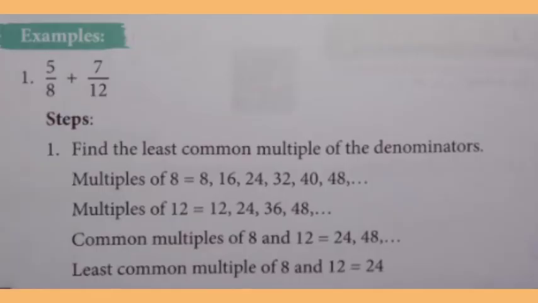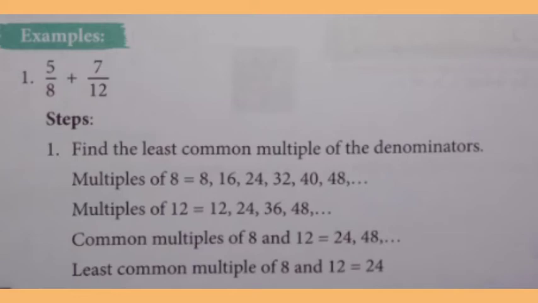Addition of unlike fractions. Unlike fractions have different denominators. To add such fractions, we convert them into like fractions first and then add. Examples: example 1, 5/8 plus 7/12. Steps are: step 1, find the least common multiple of the denominators.